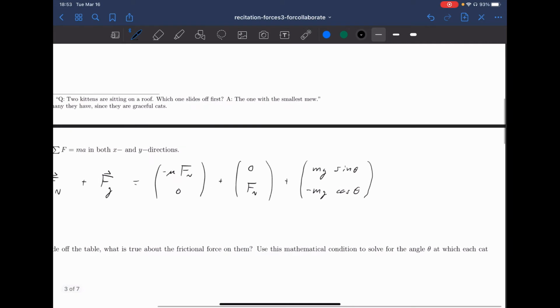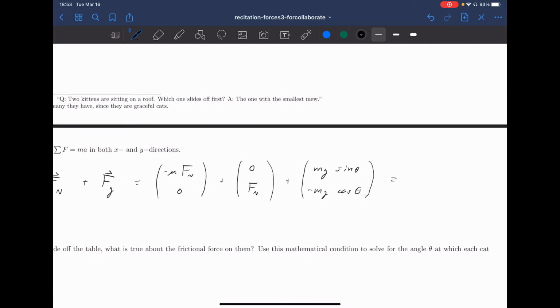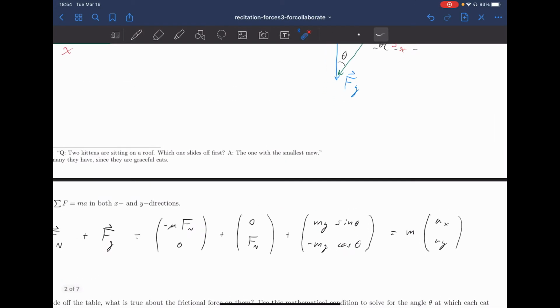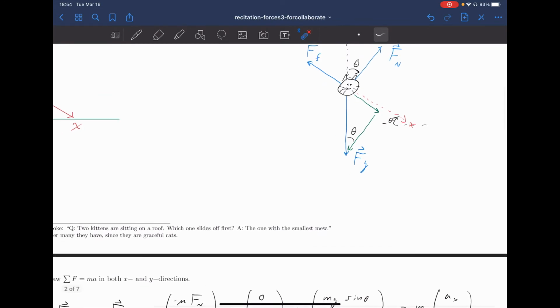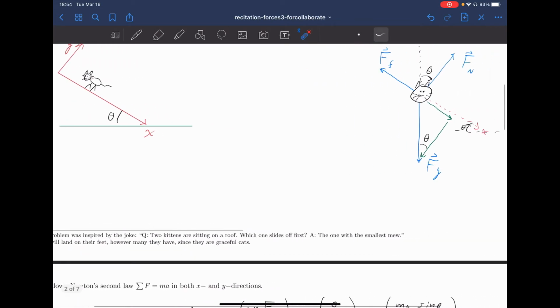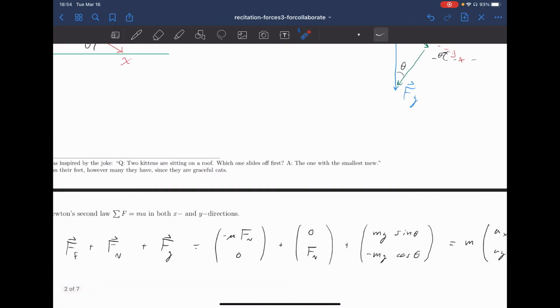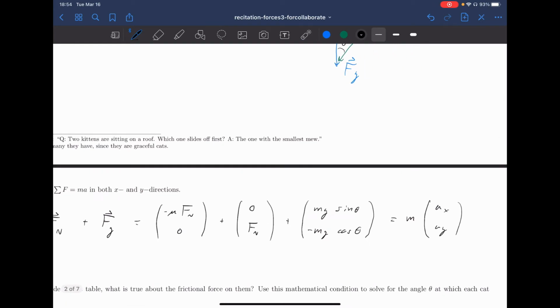Okay. Now this is going to equal ma, but we're going to write ma like m times this vector ax, ay. So now this is nice because now we can think about ax and ay individually, and we have our two equations. We have our x equation upstairs, and we have our y equation downstairs. But let's think about ay for a second. So our cat, we can assume, is not accelerating through the ramp or the table and is not accelerating upwards away from the table. So that implies that ay is 0.